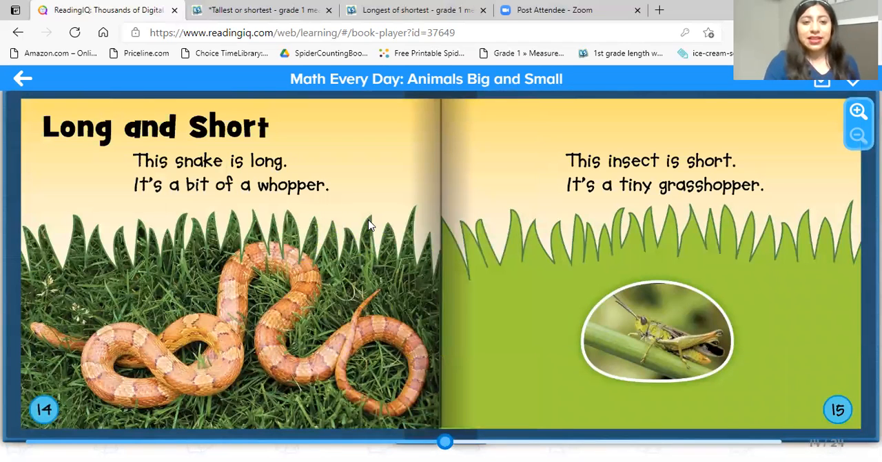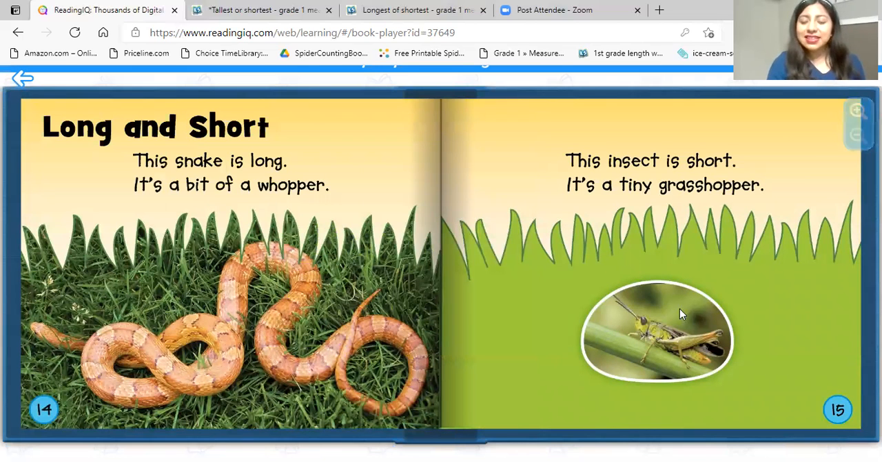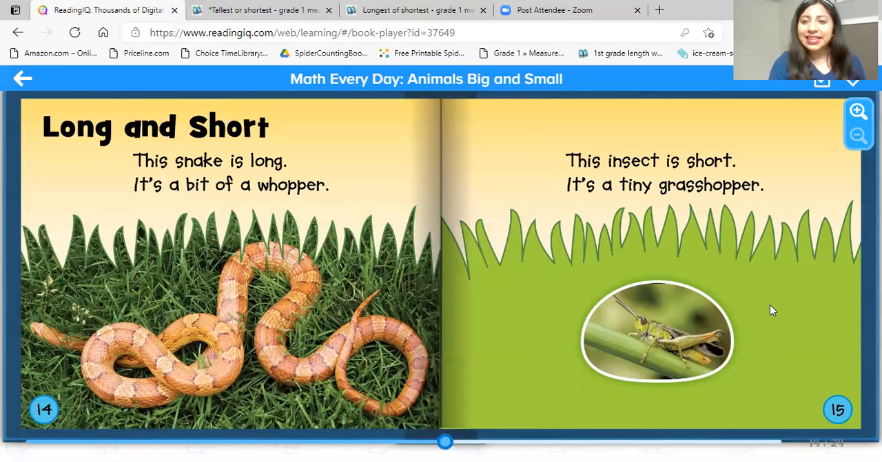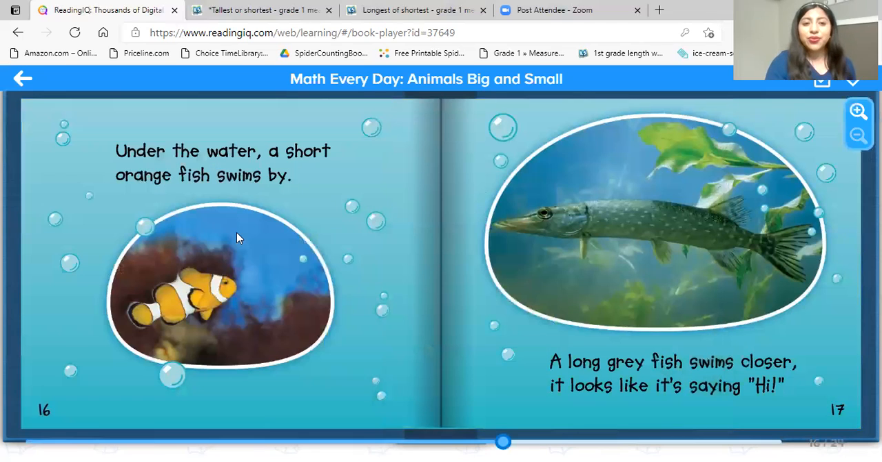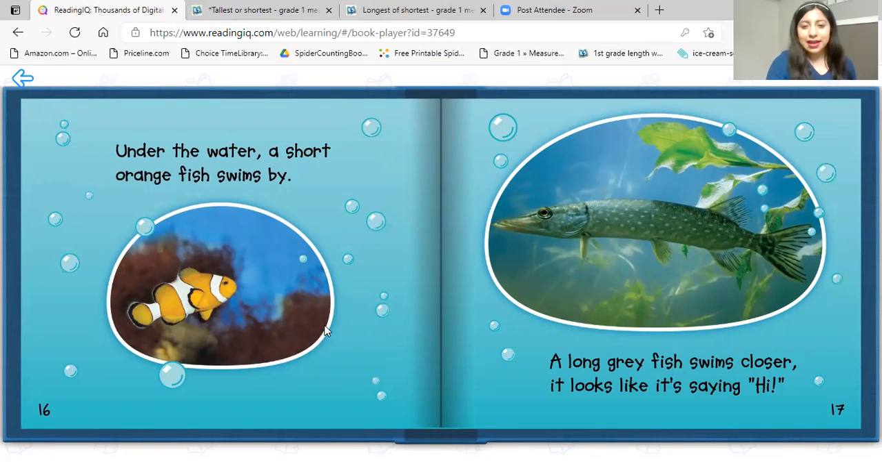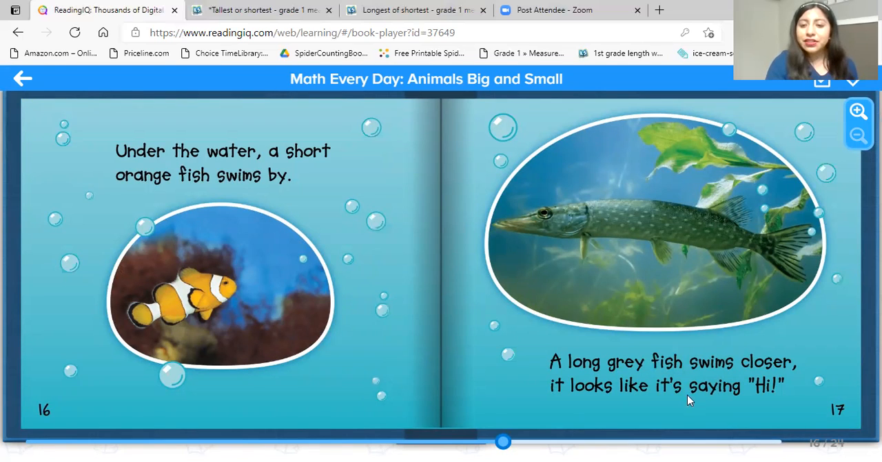Long and short. This snake is long. It's a bit of a whopper. This insect is short. It's a tiny grasshopper. Ooh. Under the water, a short orange fish swims by. A long gray fish swims closer. It looks like it's saying hi.